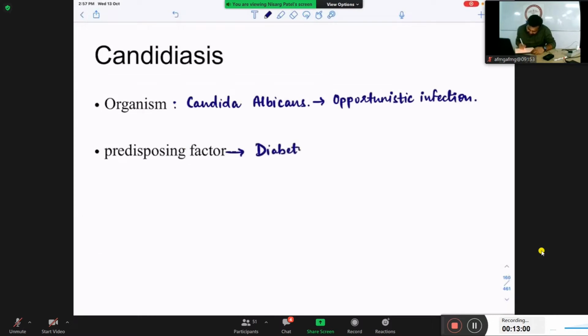Diabetes and HIV. Why in diabetes? In diabetes, because of the glucose intolerance, patients are predisposed to candida. If the patient has HIV or AIDS, or if the patient has too much moisture in the environment, this also favors candidiasis.